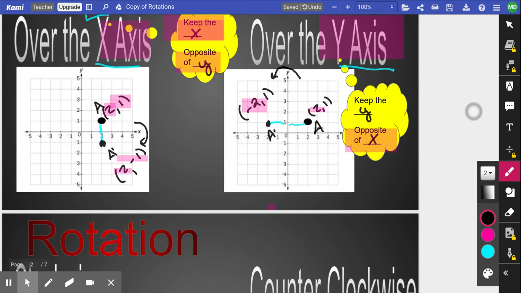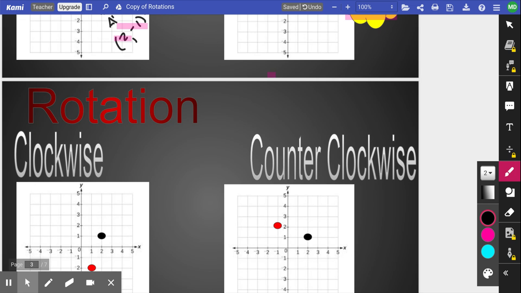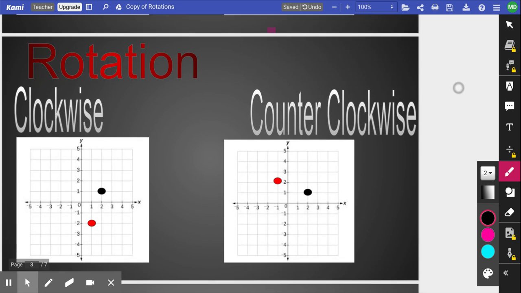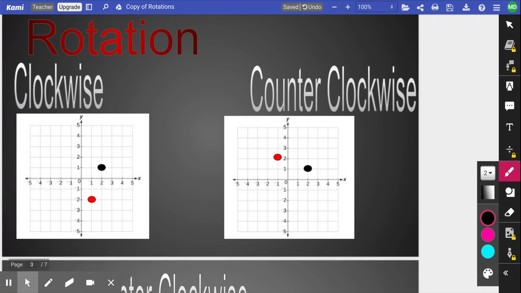Okay? Now, let's move on to rotation. So now that you remember the reflections, we're going to learn something new. On each of these images, you're going to copy this in your notes. You are going to rotate clockwise, and you're also going to rotate counterclockwise. The black one is the pre-image. The new image is the red one.